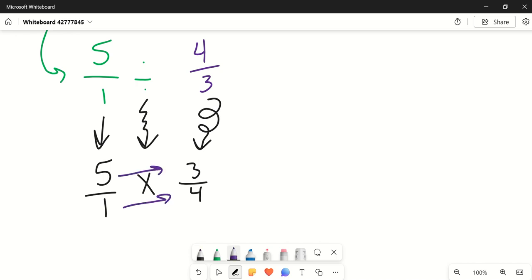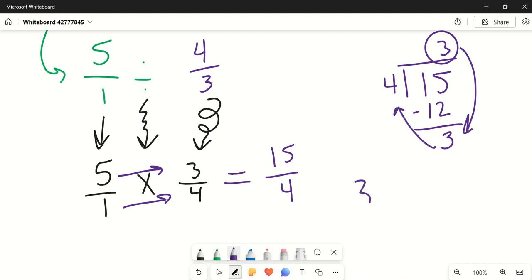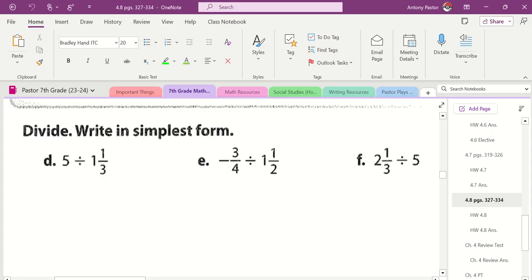I will check for cross simplification. 1 and 3 have no common factors. 5 and 4 have no common factors. So there is no cross simplification to be had here. This will now become 15 over 4. This is an improper fraction, so we simplify. 4 will go into 15 3 times, which will be 12. When I subtract, I'll have 3 left over. My answer will be 3 and 3/4. And that is my answer.